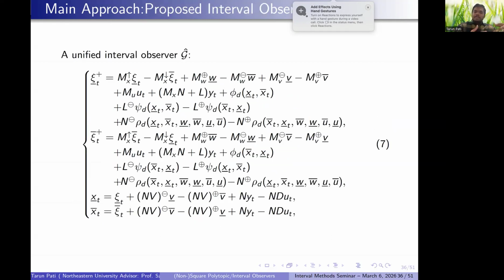And finally, we get an equivalent system in the new dynamics using the transformation T plus NC. We then construct our interval observer based on this new transformed dynamics, and the interval observer dynamics are given in equation 7.